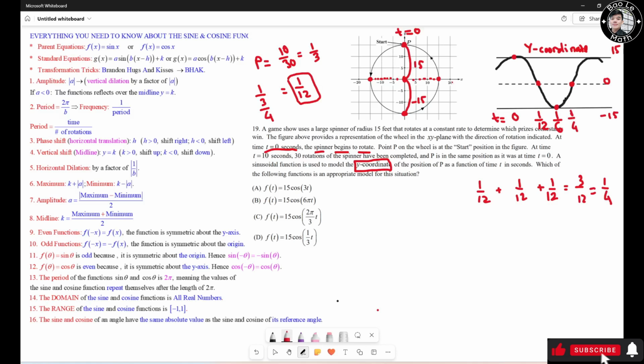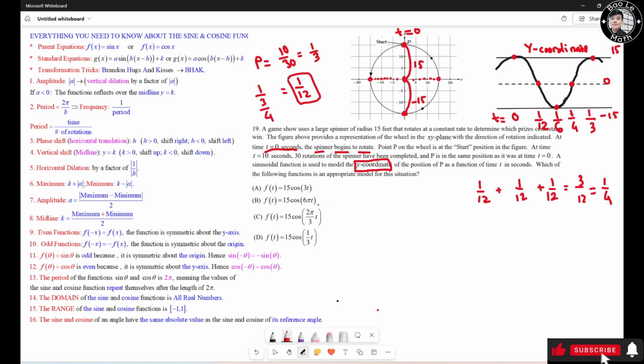Now, when point P goes back to the original spot, this is the highest point, right? So the highest point right here. Then time t should be 1/3, which means it's completed a full cycle, right? So this is going to be 1/3 here, and the height should be 15 right here.